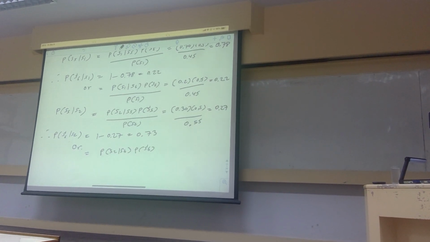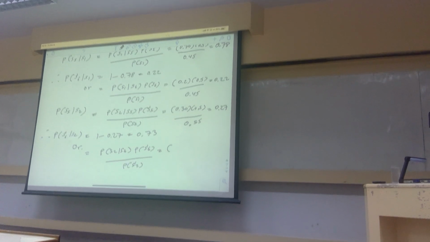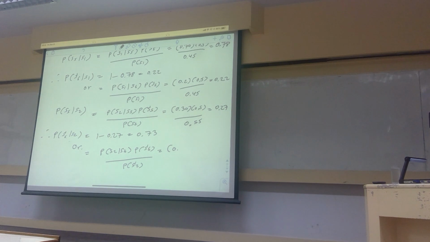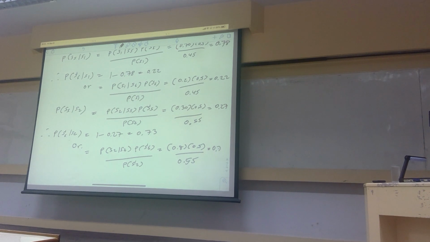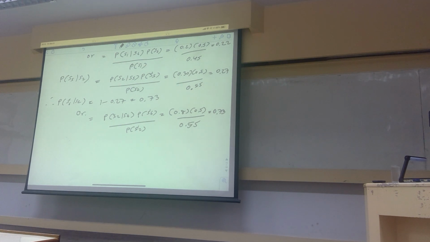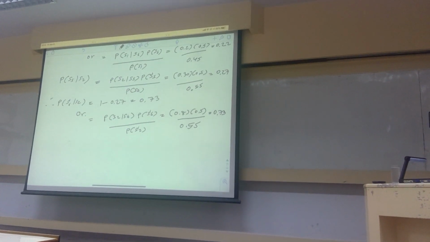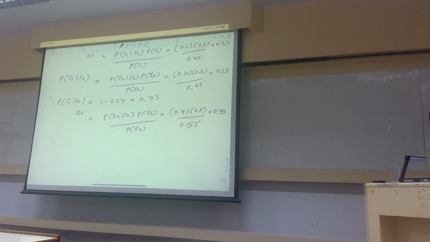Or it can be calculated using the probability of S2 given S6 multiplied by the probability of S6, divided by the probability of S2. 0.8... yeah, we have 0.73. Same. Okay. So in this problem, if you use a table, we need to have 4 tables. But this is what we use in the formula.